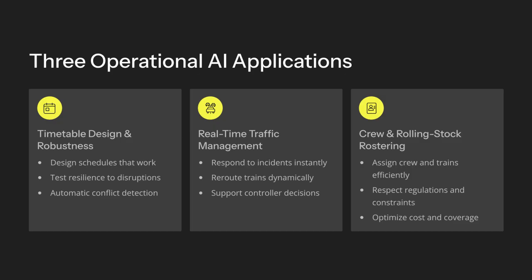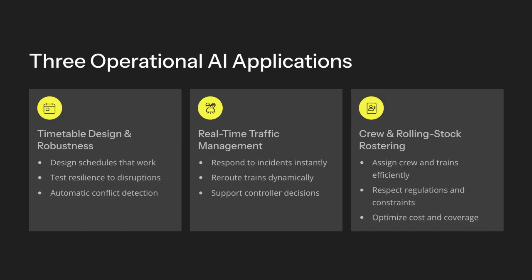The second category is real time traffic management. If timetable design is the planning layer, this is the live operations layer. This is what happens when things go wrong. A signal fails, a train breaks down, weather hits the network, and the question becomes, how do you respond fast enough to limit the damage?